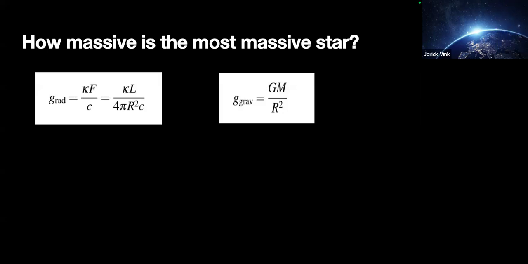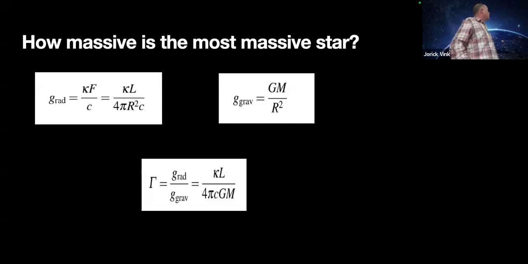Both have a nice 1 over r squared, so they cancel each other if you think in terms of the Eddington parameter. So the Eddington parameter gives you the ratio of the radiative acceleration to gravity, and these are just numbers. All that matters is the L over M ratio, luminosity to mass, times some innocent looking kappa. Now that's a very innocent looking number, and maybe in undergraduate lectures people have told you that the most massive star is about 100 solar masses, because if you put in something like electron scattering opacity, then you find that the most massive star is about 100 solar masses.